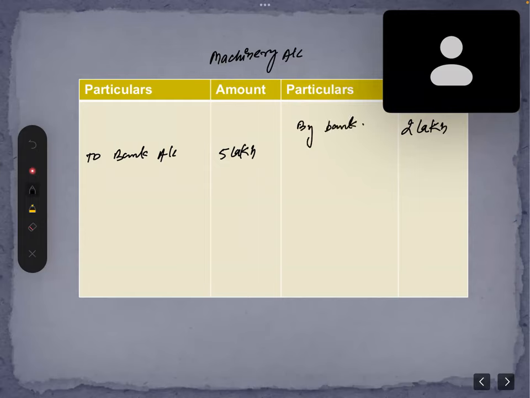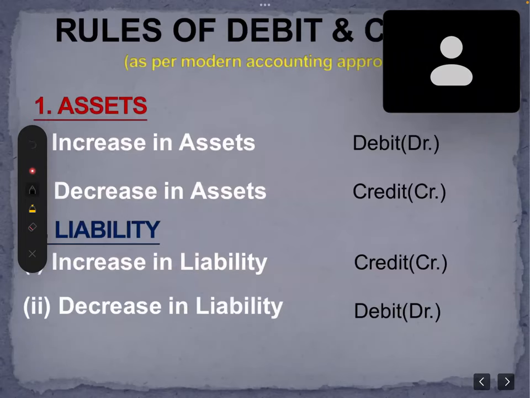All right. So the rule regarding the asset is very clear. Whenever an asset increases, we should debit the asset account. Whenever an asset decreases, we should credit the asset account. Now, in respect of liability, the rule is completely opposite. When liability increases, we should credit the liability, and whenever liability decreases, in that case we should debit the liability account.